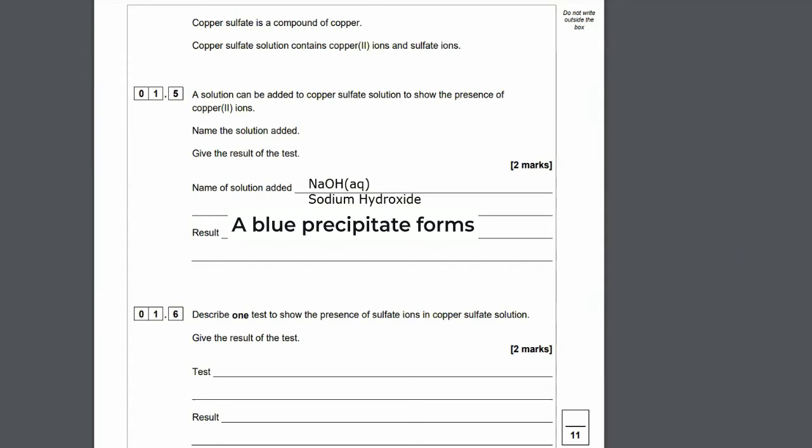Right, 1.6, describe one test to show the presence of sulfate ions in a copper sulfate solution. Give the result of the test. Well, we can add barium chloride solution and it will form barium sulfate, which is insoluble, so will precipitate out. And it has a white color, so we'll see a white precipitate, as shown here.